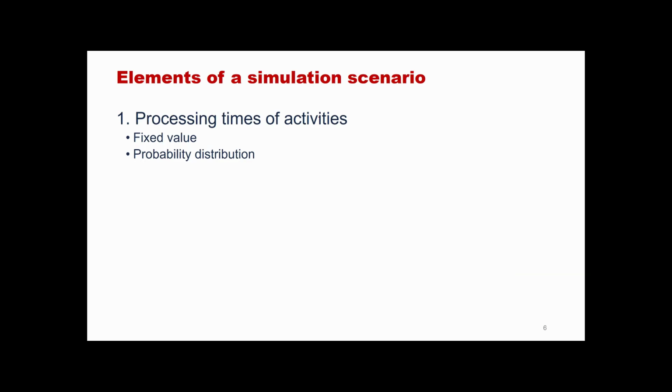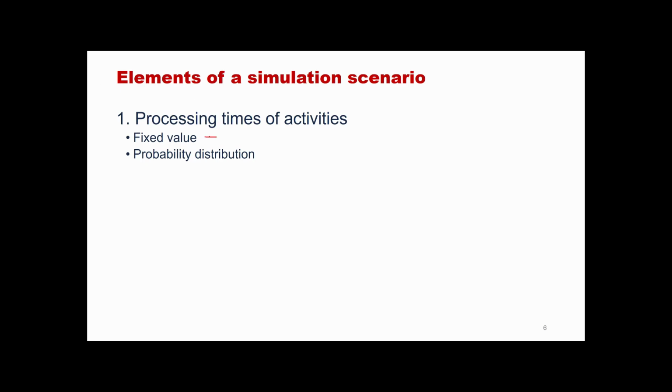So for example, take the task check credit history. If you look and observe a person who checks the credit history and you time it with a chronometer between the moment they start checking the credit history of an application and the moment they finish, let's say that was 10 minutes. So that is the processing time.